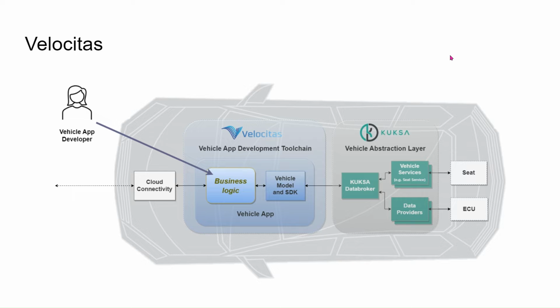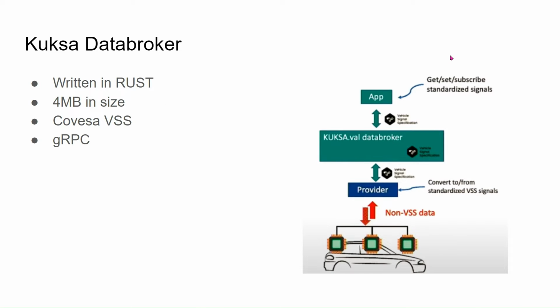So with this, we'll go into the internals of Kuksa. Kuksa is written in Rust. Its size is also very small. The reason they have maintained a small size is to deploy this broker in any of the resource constrained embedded modules. And it uses gRPC.